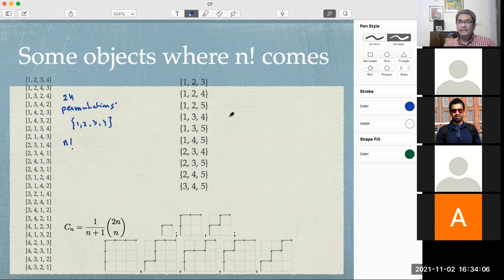This list is the list of 3 subsets of a 5 set. This is the number of ways of choosing 3 objects from 5 objects. And, in general, n choose k also involves factorials.